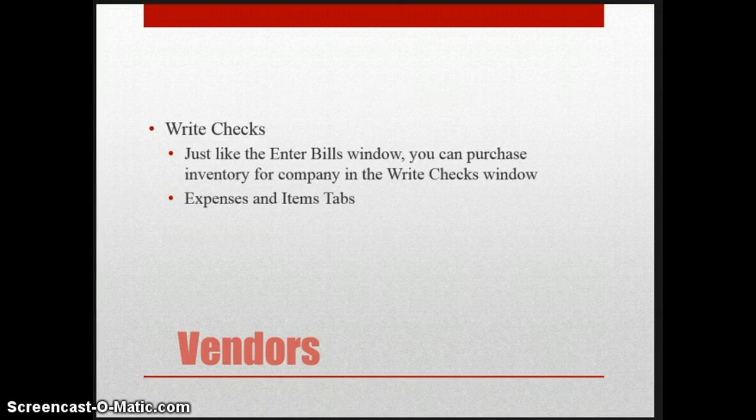Also, you write checks. And just like the enter bills window, you can purchase inventory for the company in the write checks window. So if you pay for it immediately, all at once, you're not going to create a bill for it. You're going to write a check. And again, you're going to go to the item tab, put in the item, put it in the inventory of that item and all that, and it's done in those same locations. When we did it the first time, we didn't do all that. But it's going to go back and show you where you can actually do these additional steps.